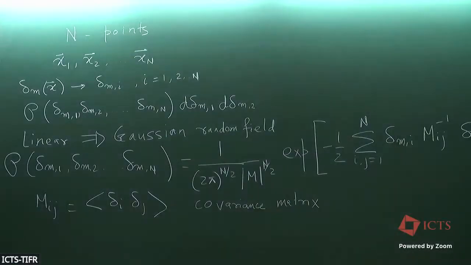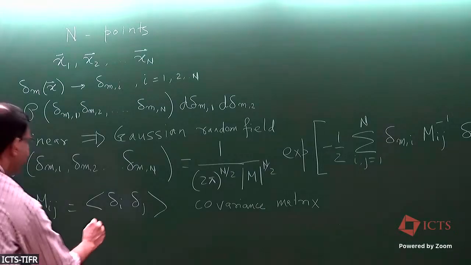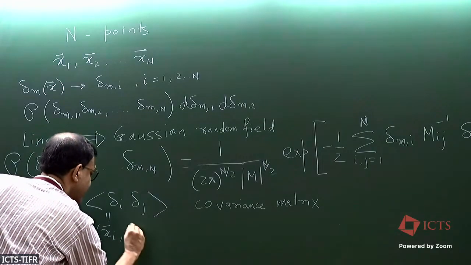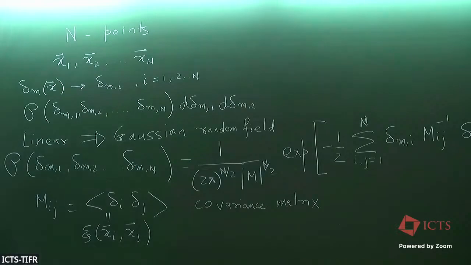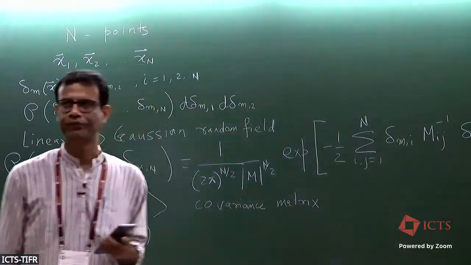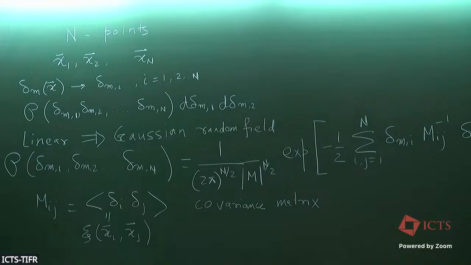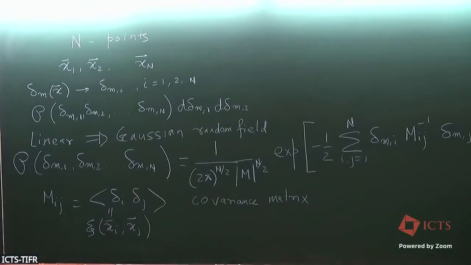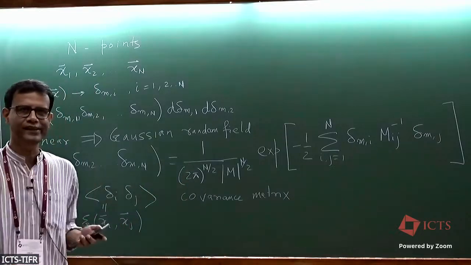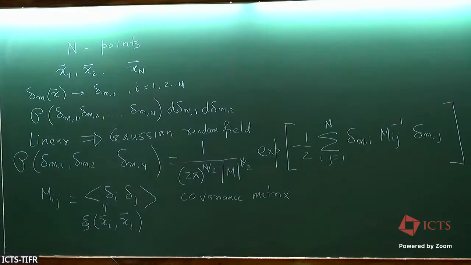Now, although I have written it as m_ij, you can clearly see that this is nothing but the 2-point correlation function of x_i, x_j, which of course for a homogeneous isotropic universe is a function of only mod x_i minus x_j. And that is the quantity which appears here. So for a Gaussian random field, if somebody gives you the 2-point correlation function, that is enough. Then you can work out all the probabilities and any moments, any property of the Gaussian random field you are interested in.